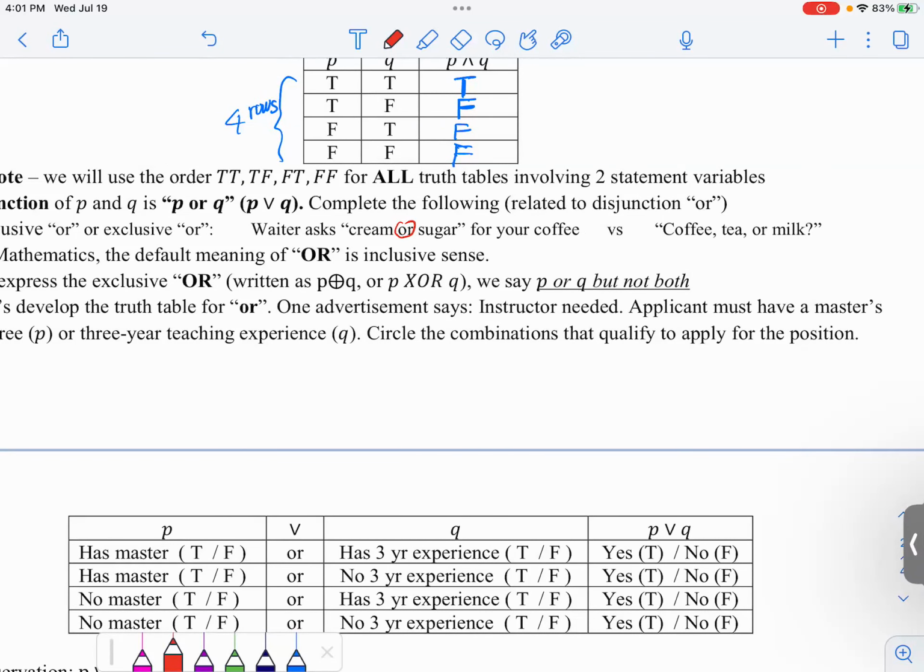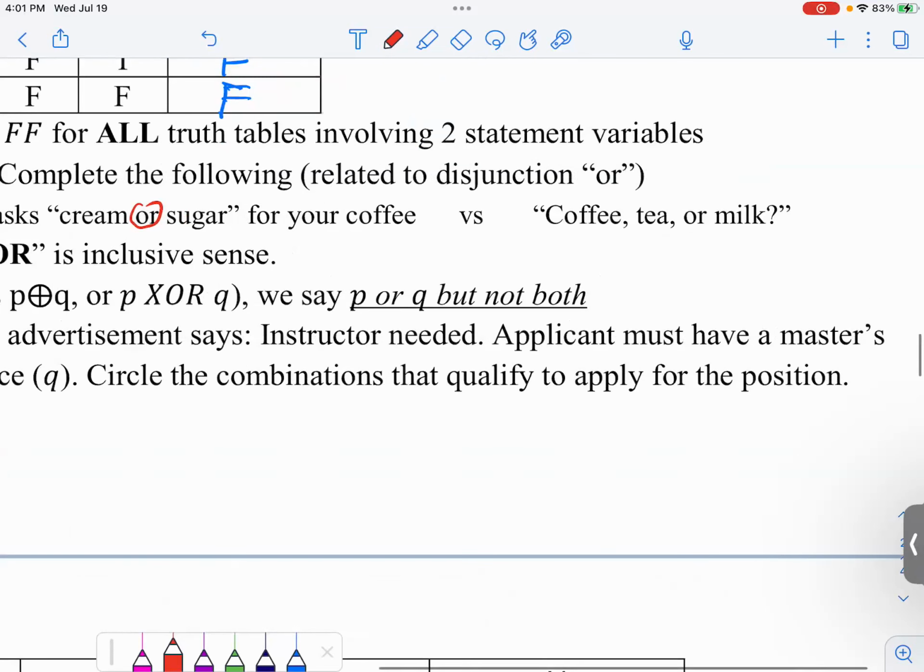Now, if the waiter asks you coffee, tea, or milk, most likely what the waiter means is just one of those. It doesn't mean you take them all. Like for example, if you and I are in a room and we say one of us close the door, probably it's either you go close the door or I go close the door. We won't go closing the door together. So that will be another example of exclusive or.